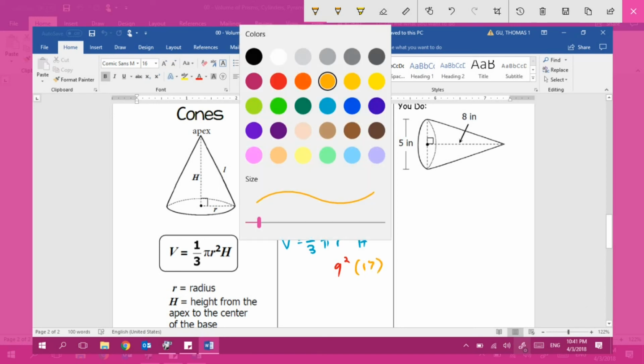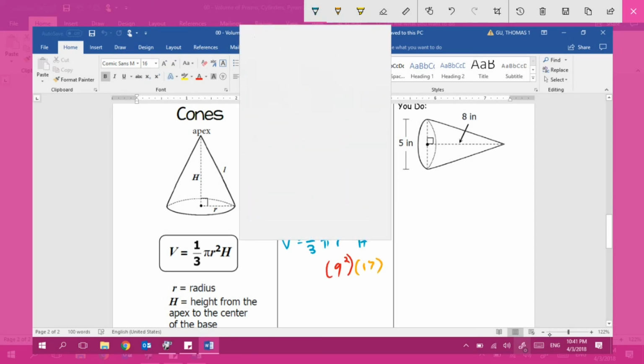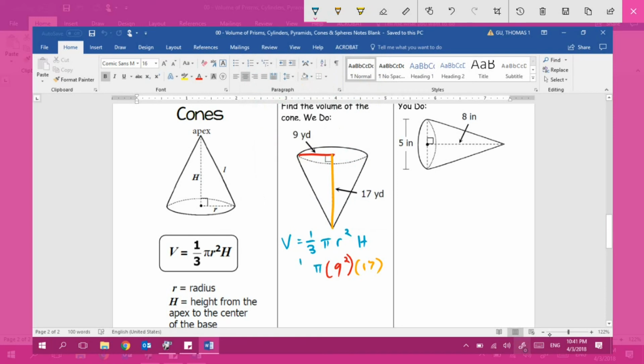Now, let me put parentheses around this to make it clear. And then we're going to put pi, and then we're going to put 1/3 out in front. So you got to multiply all these numbers together. If you leave it in terms of pi, it's going to be about 459 pi, and the units would be yards cubed. But if you type 459 pi and press enter into the calculator, you're going to get about 1442.0 yards cubed. So you guys use the formula and try the you do.